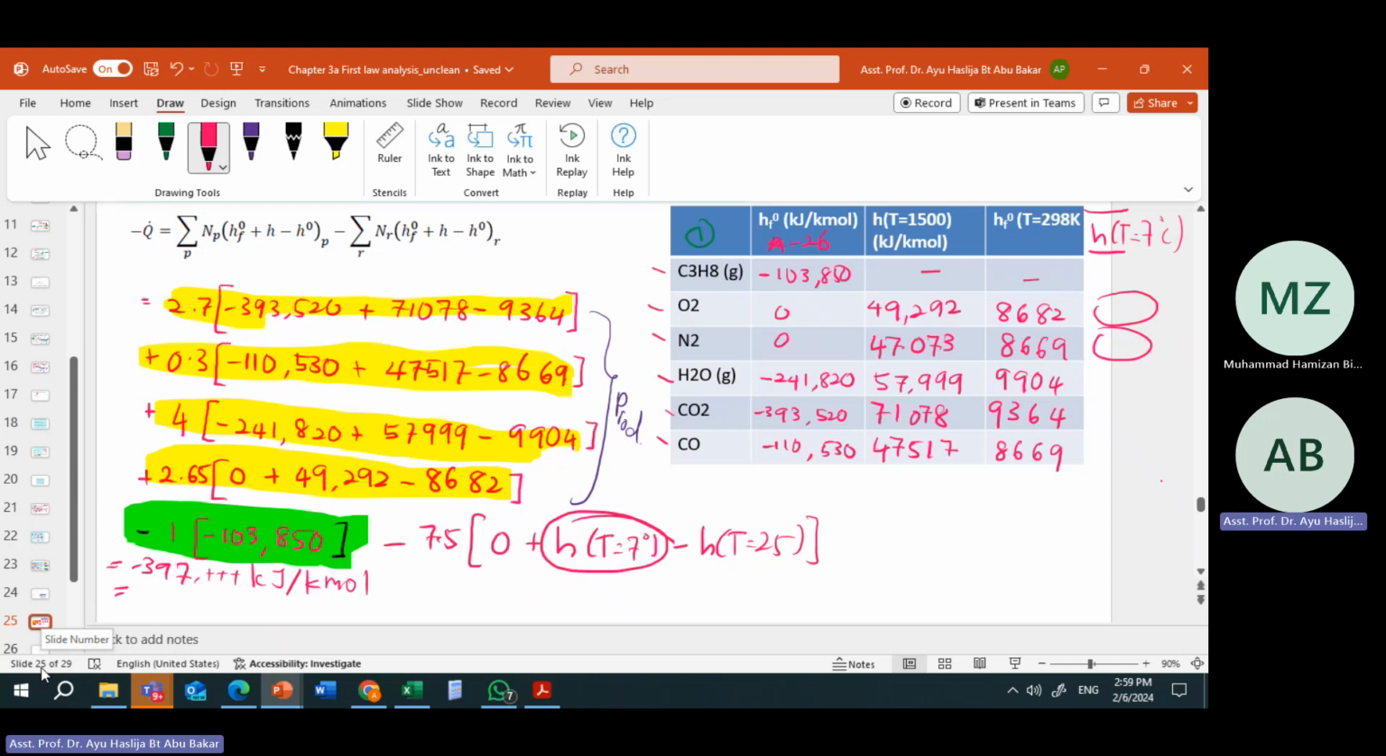Okay, so we're done with 3A. Interesting. Okay, basically heat of combustion, heat of product minus heat of reactant. You just need to check what is the condition, the temperature, then the phase. The phase, of course. Yes.